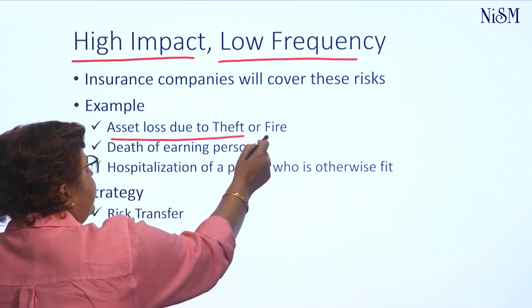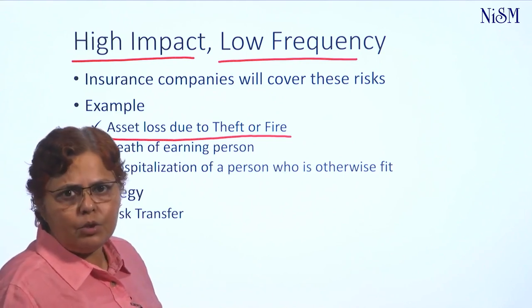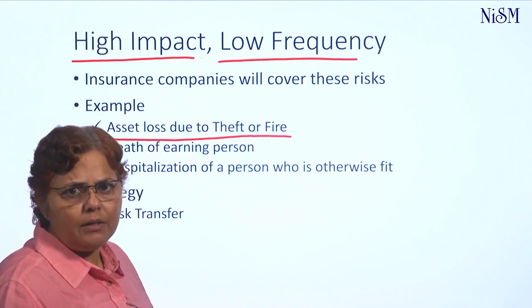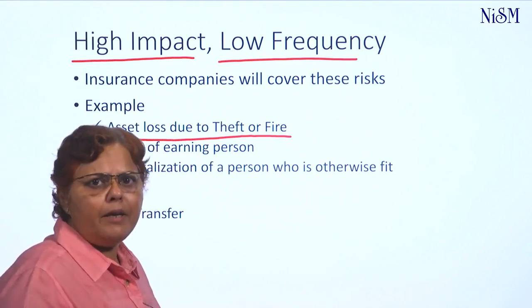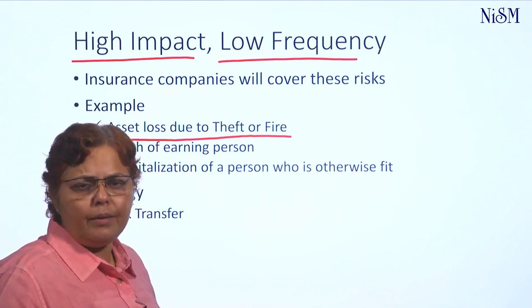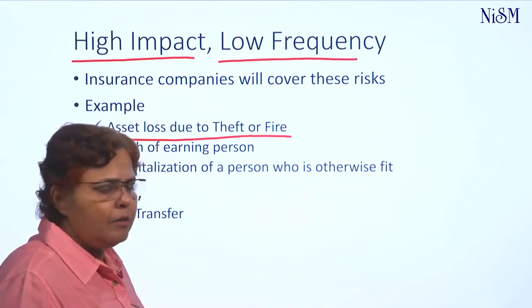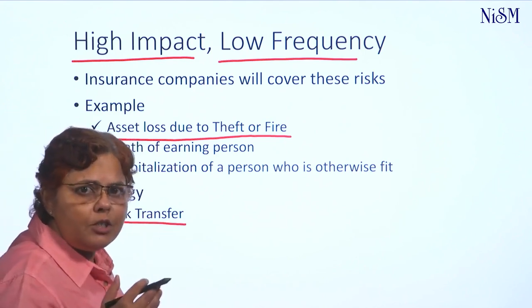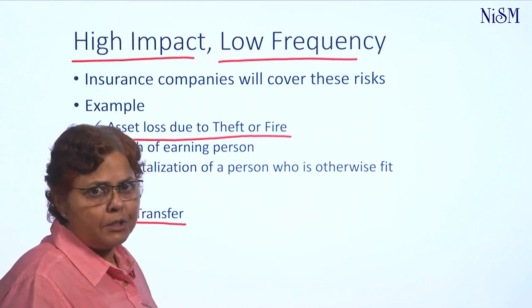Asset loss due to theft or fire. Theft and fire do not happen every day. So if one takes fire insurance, securing his property against fire, the company is ready to give it, because it is a high impact but less frequent event. Risk transfer is the strategy to handle high impact low frequency incidents.